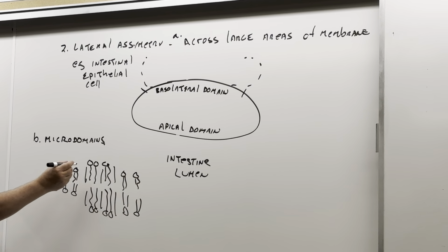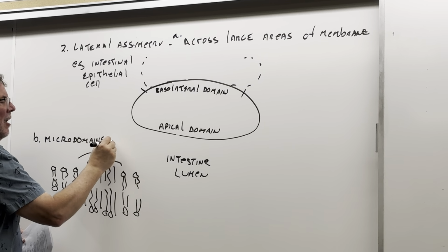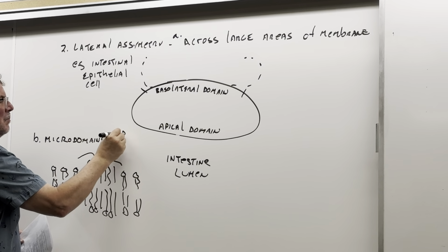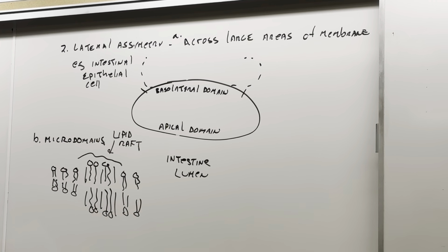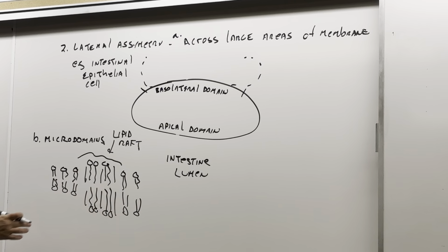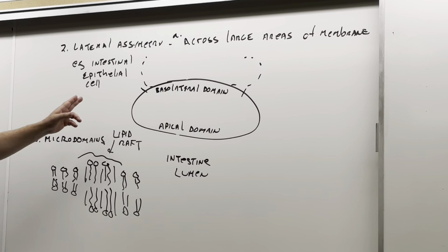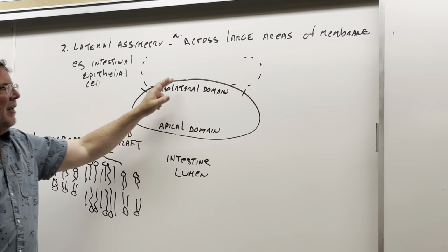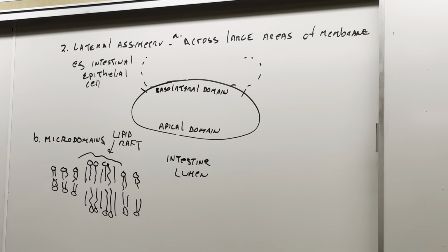These little areas, and I'm going to show you a better picture, are known as lipid rafts. So small areas where you have different compositions. And there might be different proteins associated with them that have different functions. So it's not just about lateral heterogeneity across major parts of the membrane, but also heterogeneity at a micro scale.